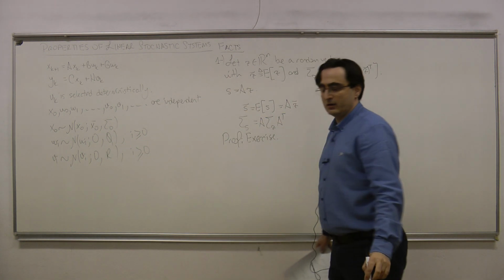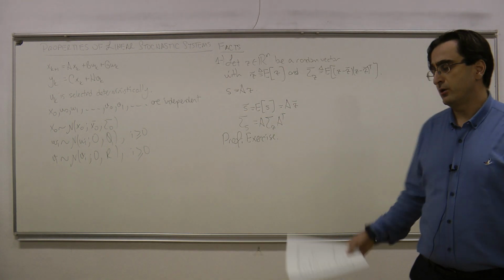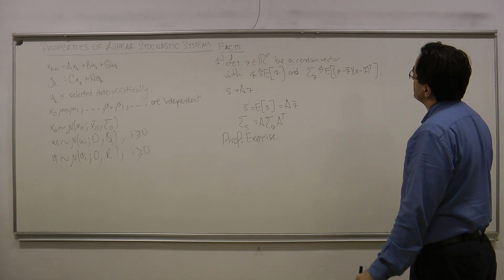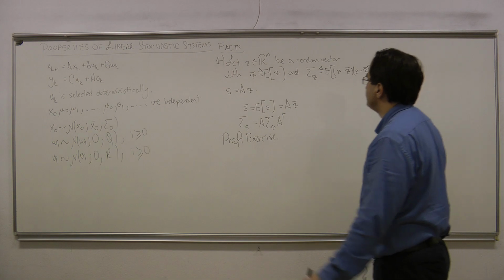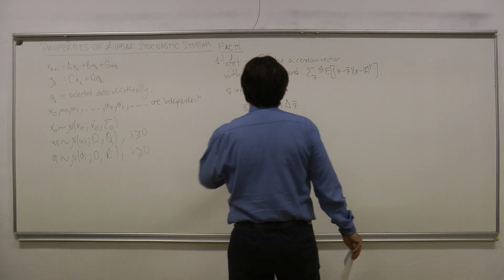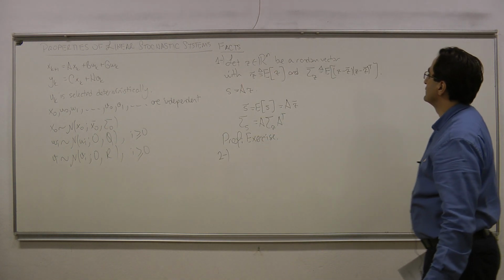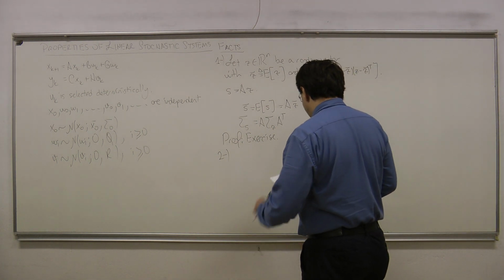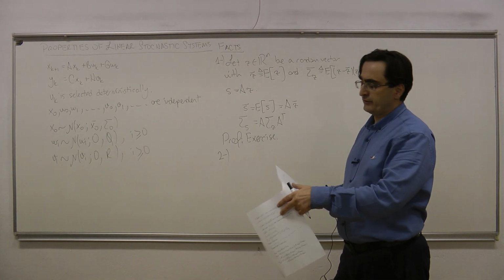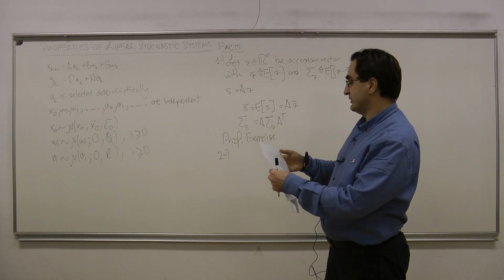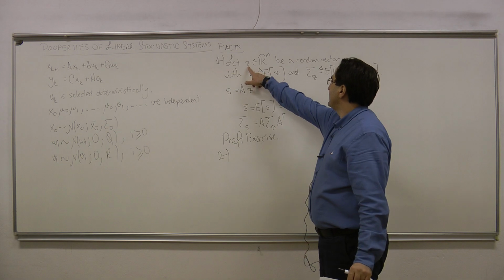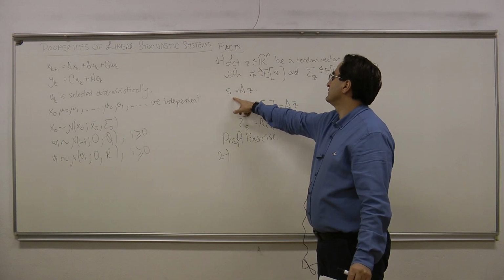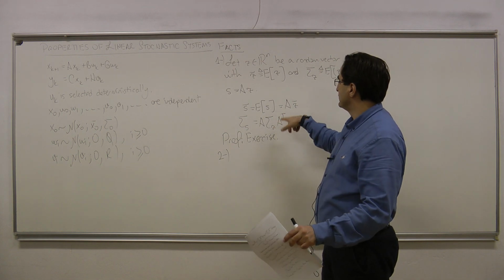I have done such proof for a Gaussian random variable, random vector, but the Gaussianity really is not necessary here. It is true for any such random vector Z, whatever its distribution is. The second fact that I'm going to use is related to the Gaussianity. So if I assume furthermore that Z is Gaussian, then I can write the distribution of S by using these mean and covariance equalities.